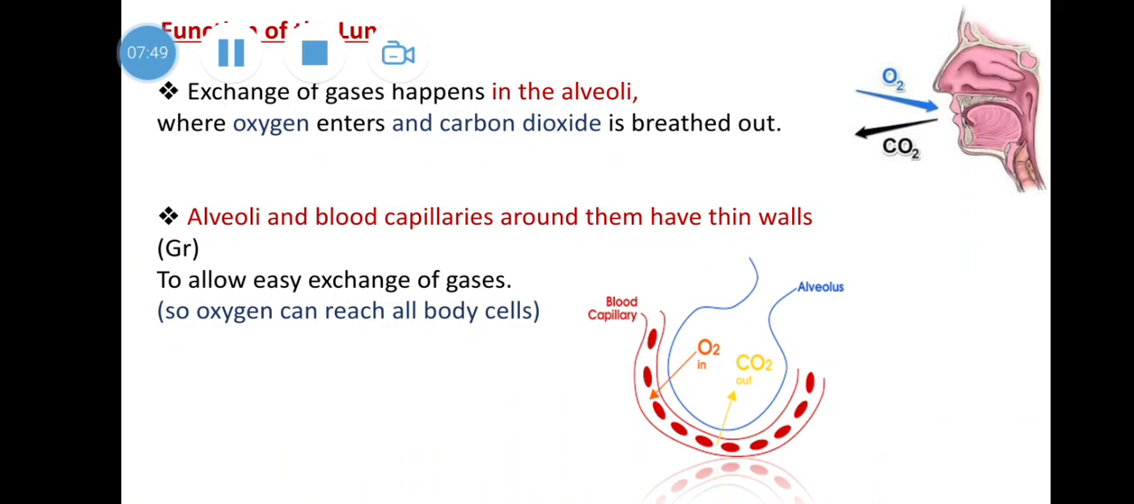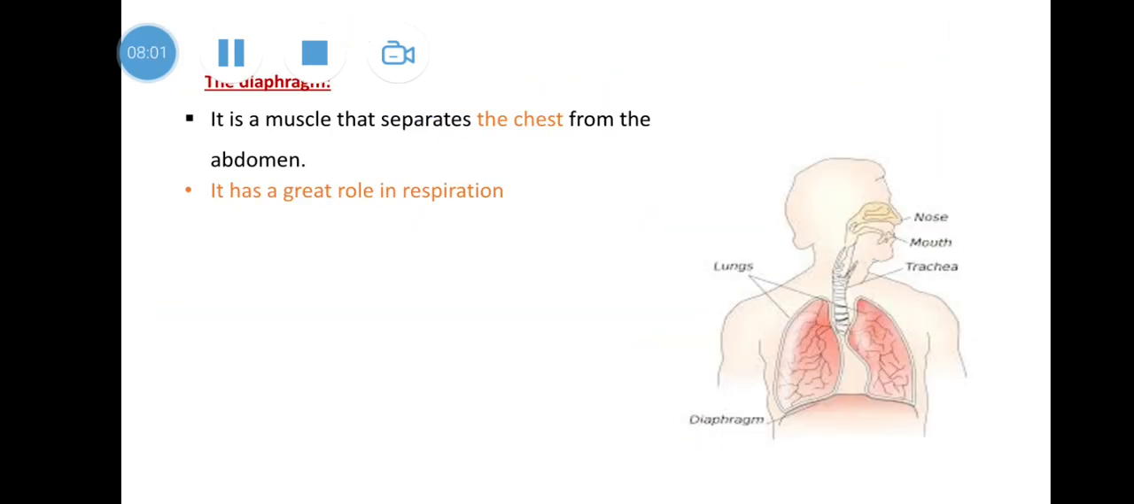So exchange of gases happens in the alveoli. They are surrounded by blood capillaries that help in gas exchange, so oxygen can reach all body cells. Okay, the diaphragm is something that separates two things from each other. It is used to separate the chest from the abdominal cavity.